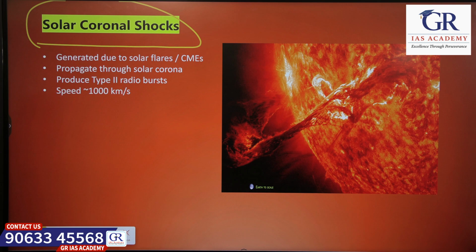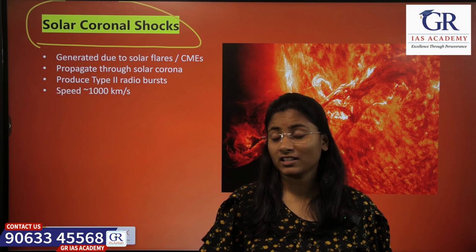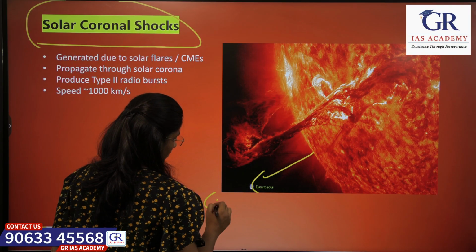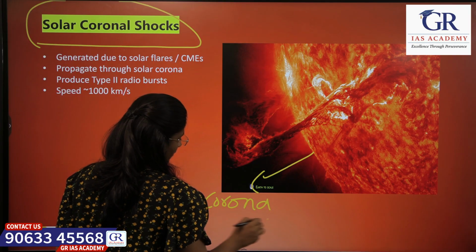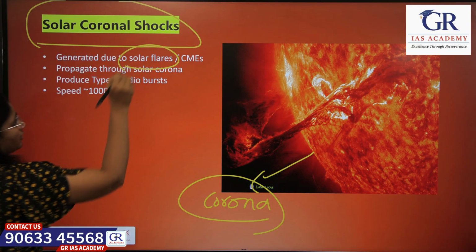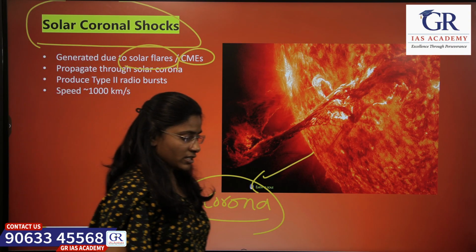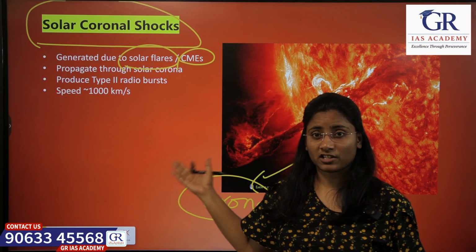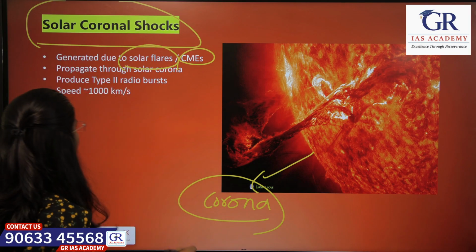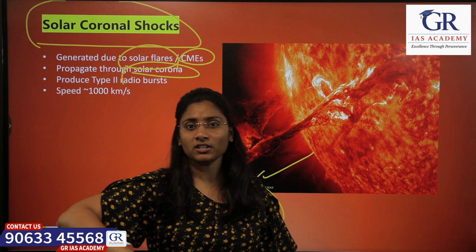So what are solar coronal shocks? They are powerful shocks generated in the sun's outer surface, that is the corona. Why are they produced? Because of solar flares or coronal mass ejections. They are generated due to this. How will they travel? They will travel through the solar corona. What is the corona? It is the sun's outer surface.